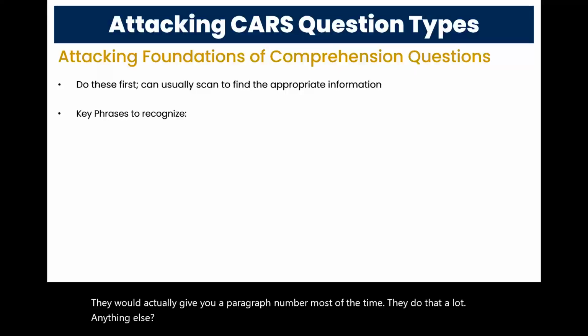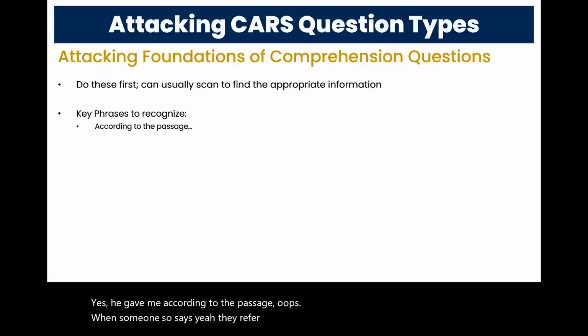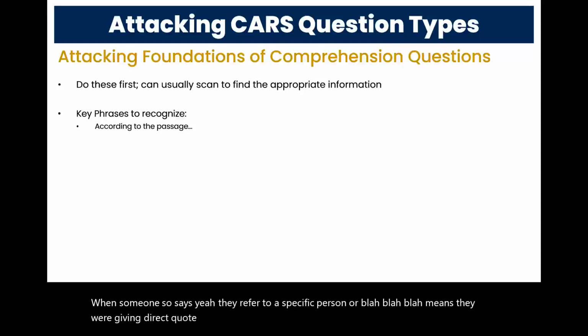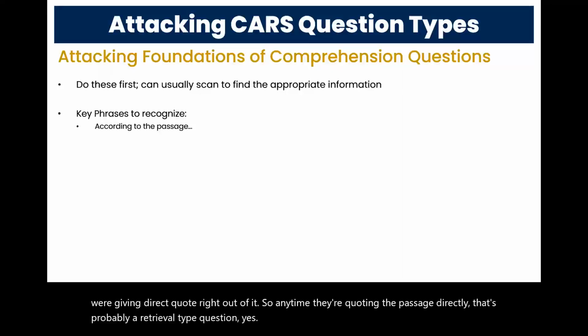You already gave me according to the passage. When so-and-so says, yeah, they refer to a specific person, or blah, blah, blah means. They're giving you a direct quote right out of it. So anytime they're quoting the passage directly, that's probably a retrieval type question, yes. Anything else?